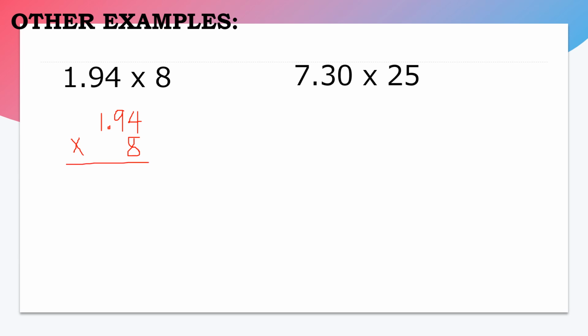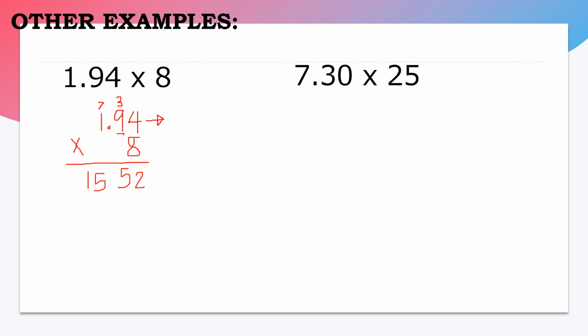So, 8 times 4 is 32. Carry 3. 8 times 9 is 72, plus 3 is 75. So, carry 7. So, 8 times 1 is 8, plus 7 is 15. So, next step pa rin natin, dahil wala na tayong imumultiply sa ating multiplicand, ang next step na natin is to count the number of decimal places.